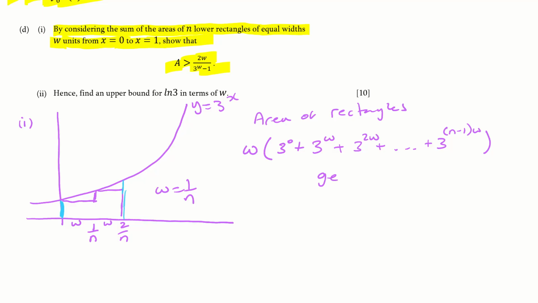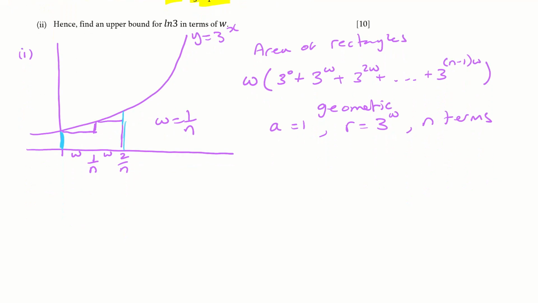So that is a geometric series with a equal to 1, r is equal to 3 to the w, and n terms. So we'll get 1 times 3 to the nw take away 1, times w, over 3 to the w take 1.